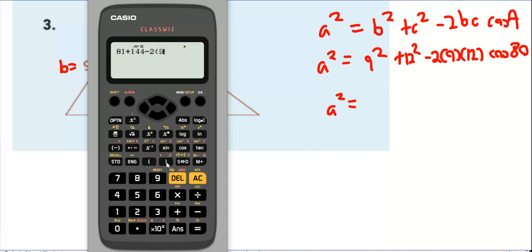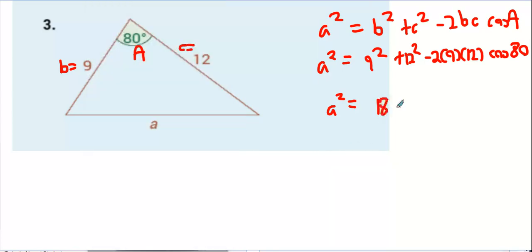Two times 9 times 12, cos 80. And we got 187.49. Square root that.